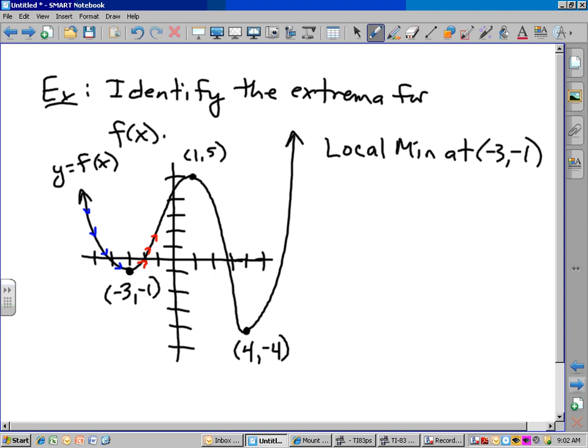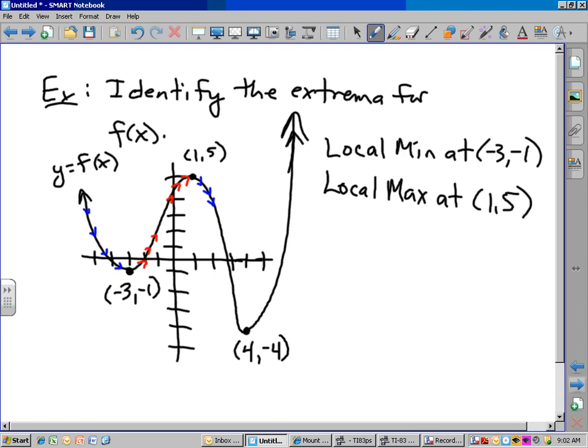All right, now we're going from increasing to decreasing. So that causes a max. Now, is that the absolute highest point on the graph? The answer is no. Even though it's the only maximum, there is graph that is still going higher. Okay, so it's not the absolute maximum point on the graph. It's simply just a local max. And that's occurring at (1, 5).